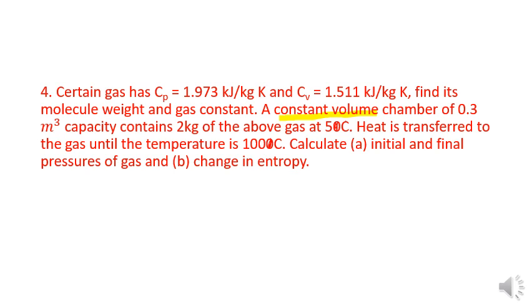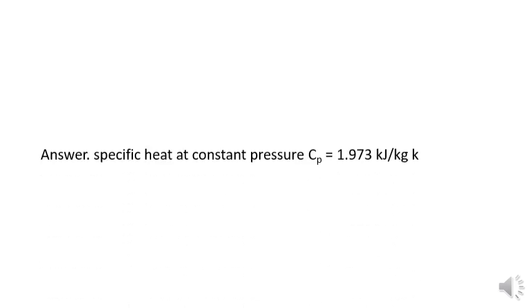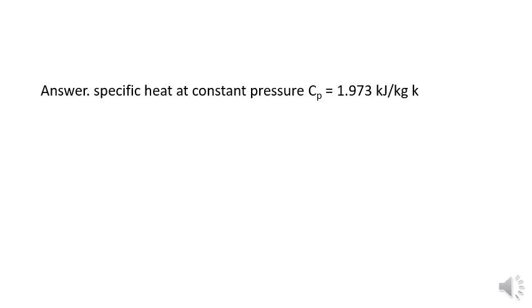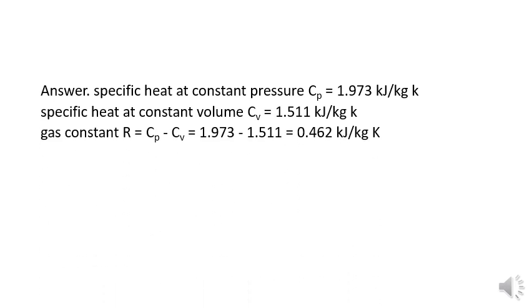To calculate the initial and final pressures P1 and P2 and the change in entropy during the constant volume process, first write the given data. Specific heats: Cp value, Cv value. Then the gas constant. We all know that R is equal to Cp minus Cv. So 1.973 minus 1.511 is equal to 0.462 kilojoule per kg Kelvin.